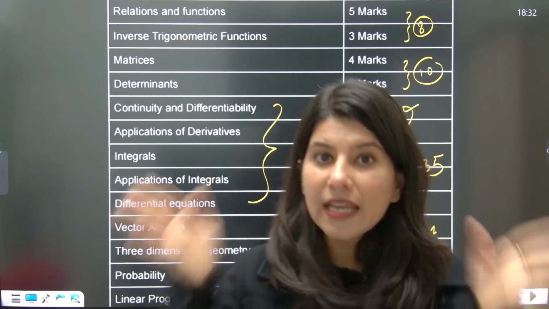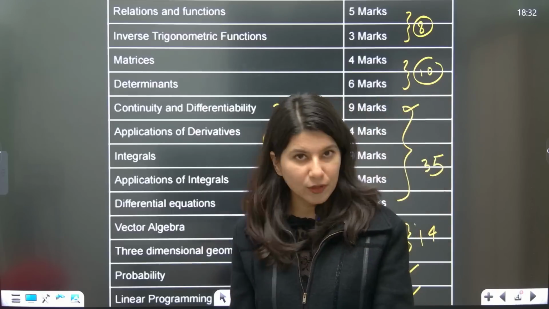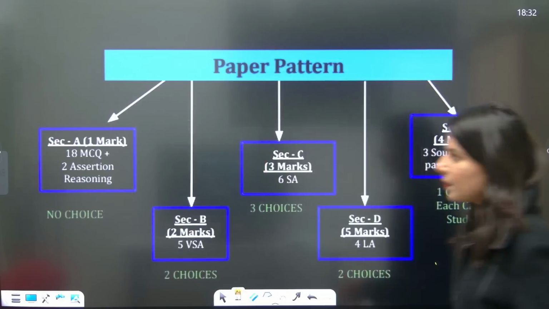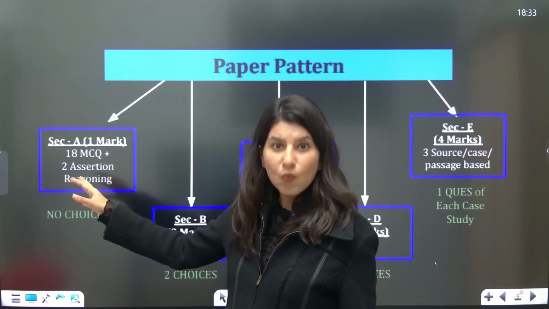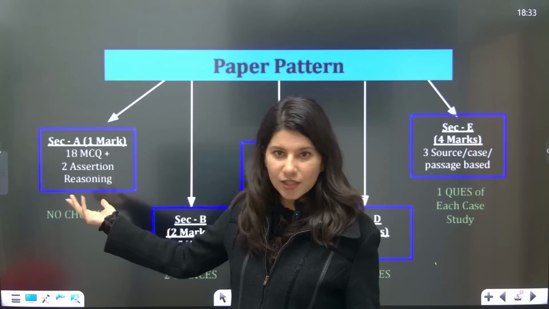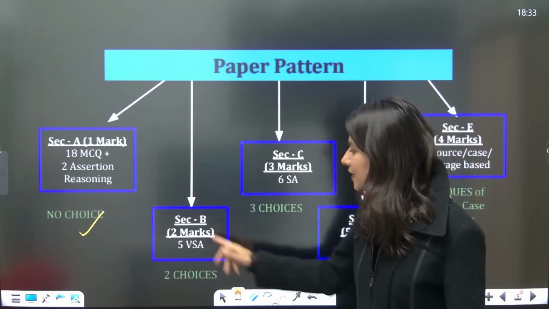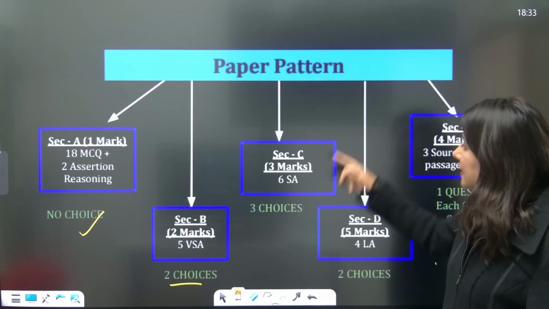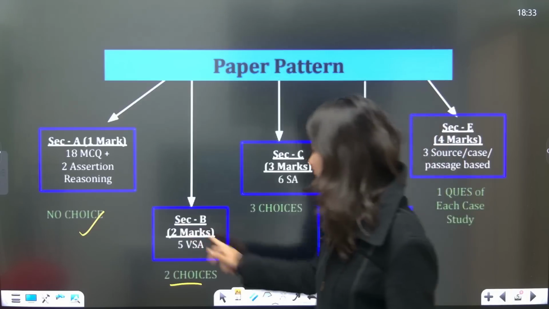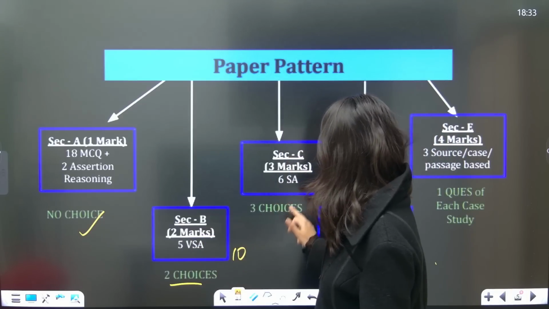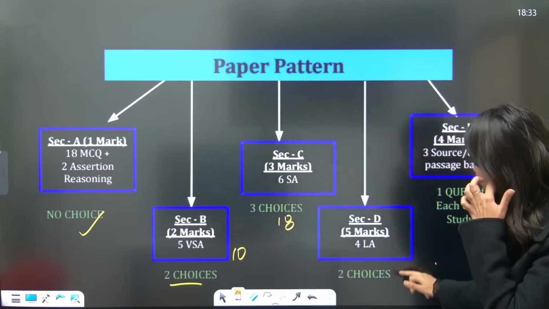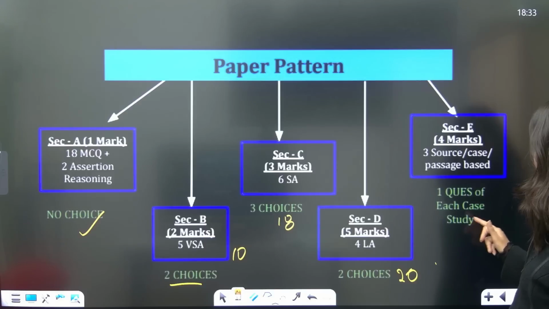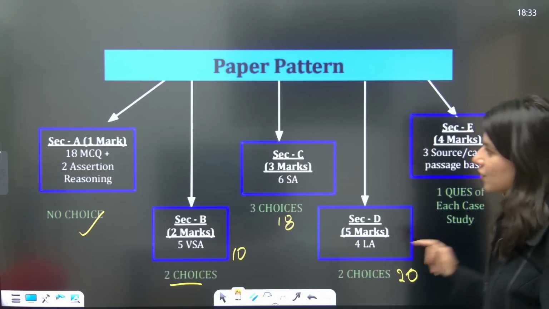Now you can think about which chapter to do first and which chapter to do second. That also we are going to talk about. And this is your paper pattern. You know that there are 20 one-marker questions, 18 plus 2 assertion-reason. Then section B has 2-marker questions, 5 very short answer type questions, and 2 internal choices will be there. Section C has 3-marker questions, 6 of 3s are 18, and then 5 4-markers are 20. Then we have 4 marks, 3 sources of 1 question of each case study. This is your section E and this is 20 marks.